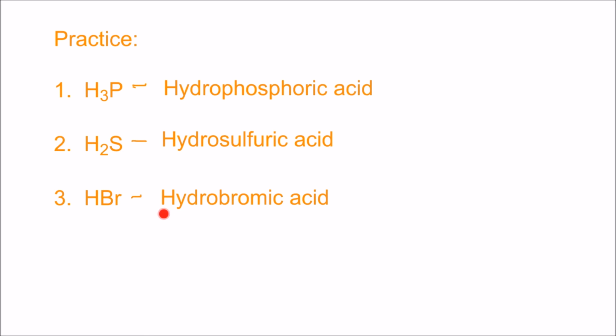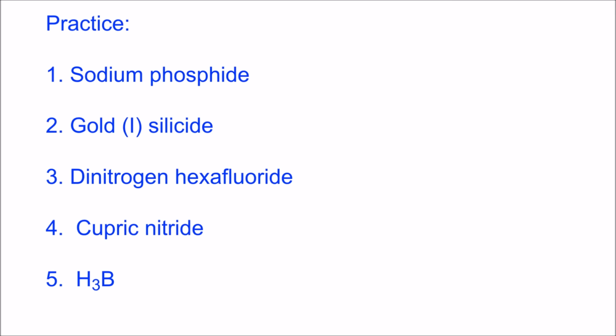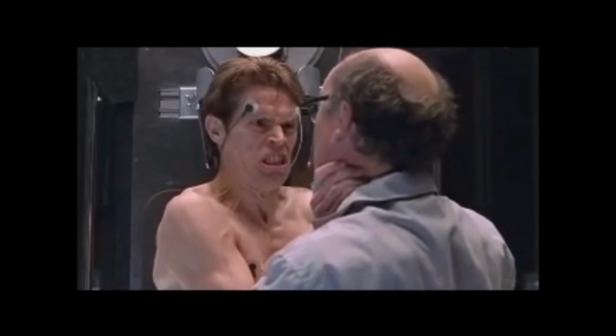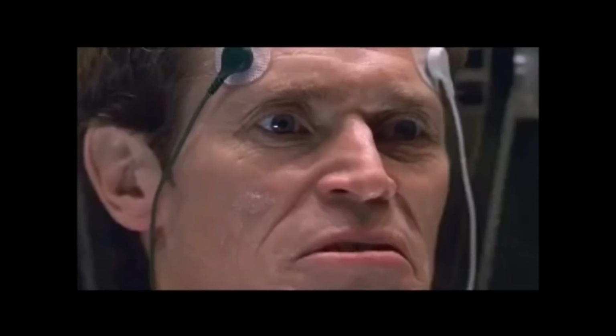Okay, the first thing we did was write hydro, then the stem for bromine is brome, and then ic acid on the end, so hydrobromic acid. Hopefully those weren't too hard for you. Alright, up to this point we have been going consistently from the formula to the name, but now we need to do some practice on going from the name back to the formula.